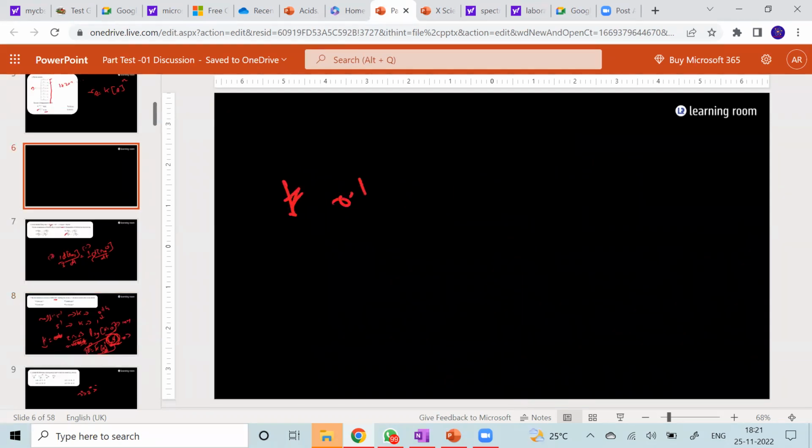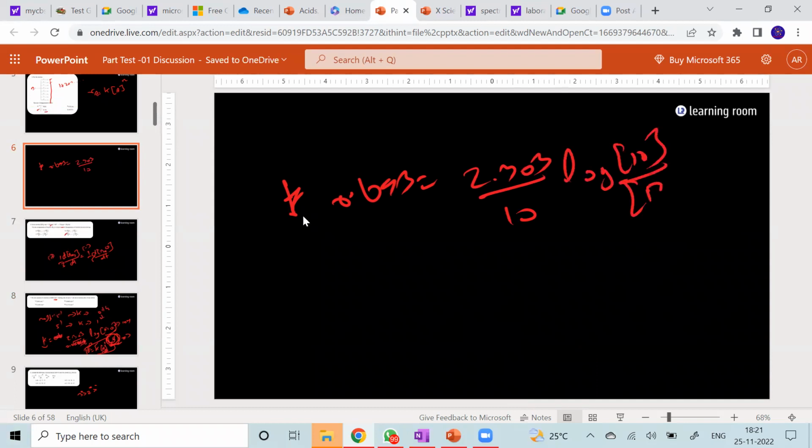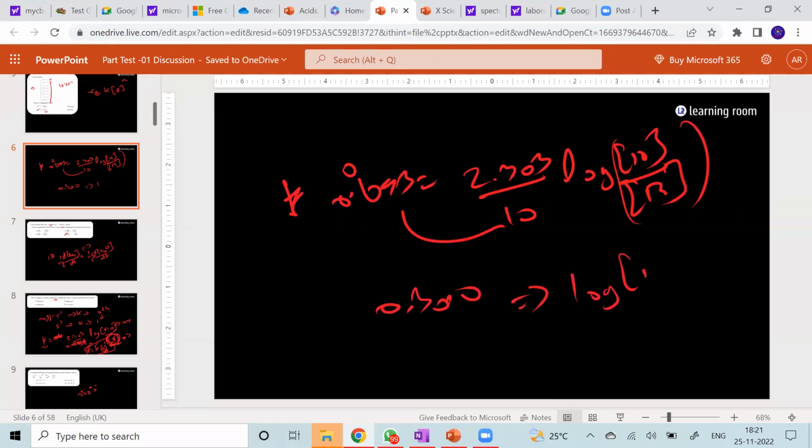So K, which is 0.0693, is equal to 2.303 by T into log of 10 divided by R. This is what we have, right? So if I have to calculate this log of this value, this is 0.0693, so this will become 0.693 divided by 2.303, 0.3010. Okay, now 0.3010 is equal to log 10 minus log of R, right?